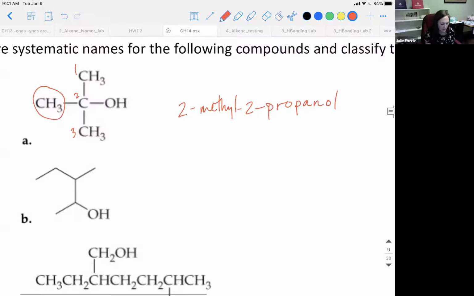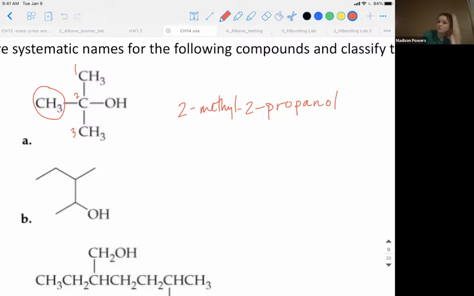All right, B. Somebody tell me, y'all look at that. Somebody tell me how you would name this. First thing you do is figure out what's my longest continuous chain, and it has to include the carbon that is bonded to the OH group. We call it a hydroxyl bearing carbon.